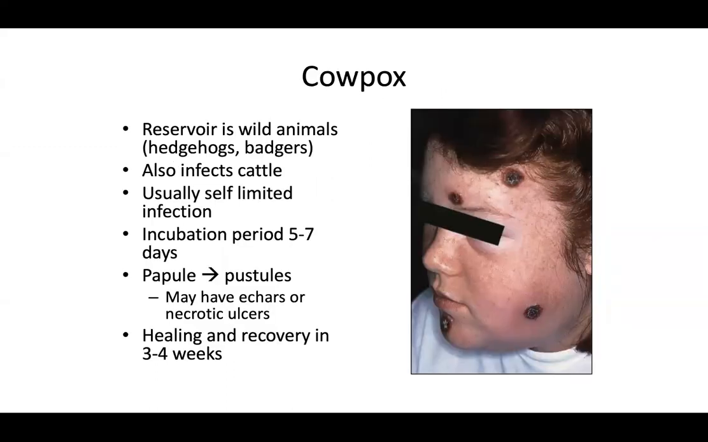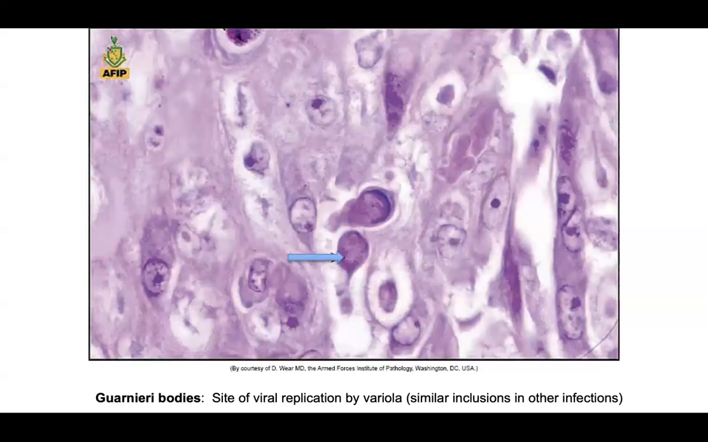The reservoir for cowpox is wild animals like hedgehogs and badgers. Infects cattle usually. Self-limited infection. Incubation period is 5 to 7 days on average. Also starts out as papules leading to pustules. May have eschars or necrotic ulcers, and the healing and recovery usually occurs in 3 to 4 weeks. So here you can see what are so-called Guarnieri bodies, which are the site of viral replication by variola, and similar inclusions in other infections as well.